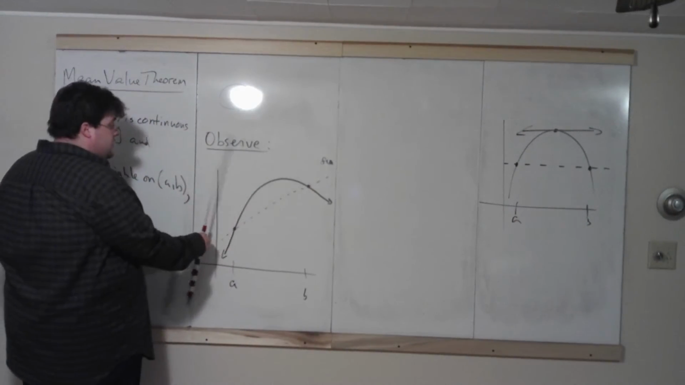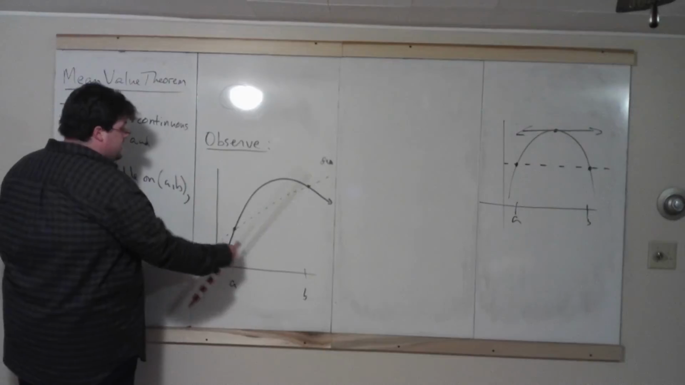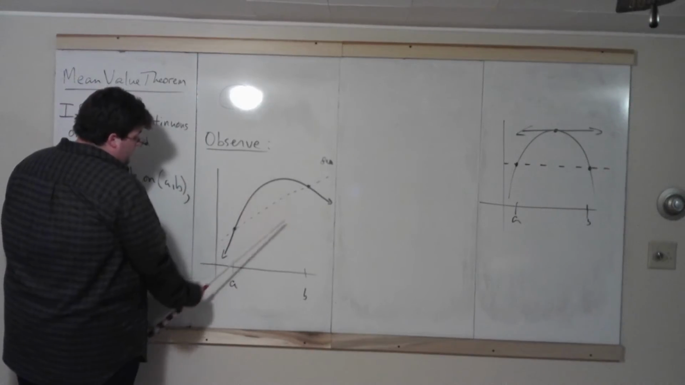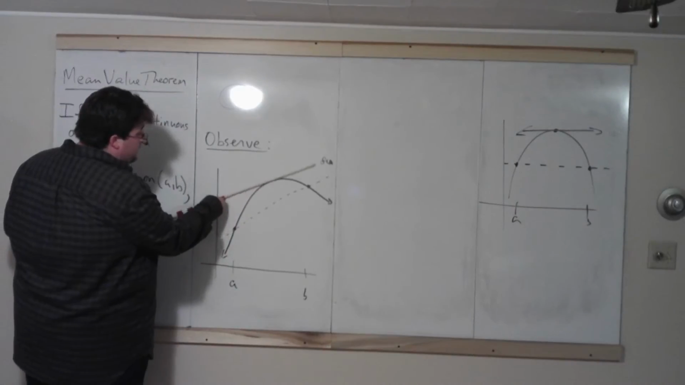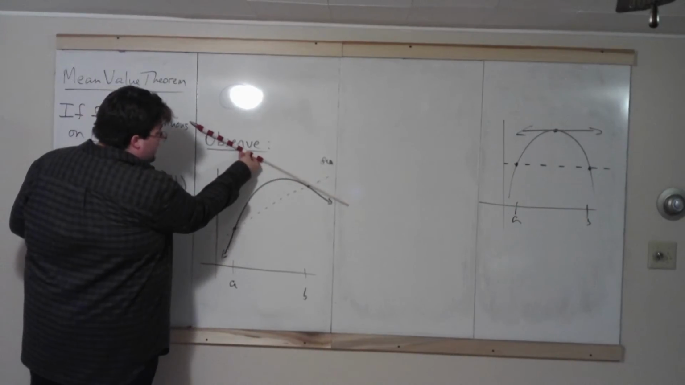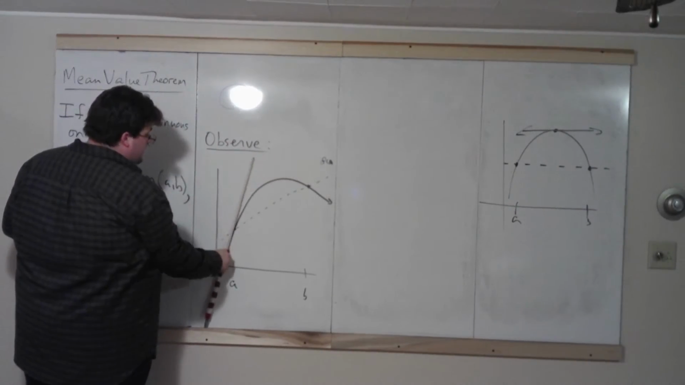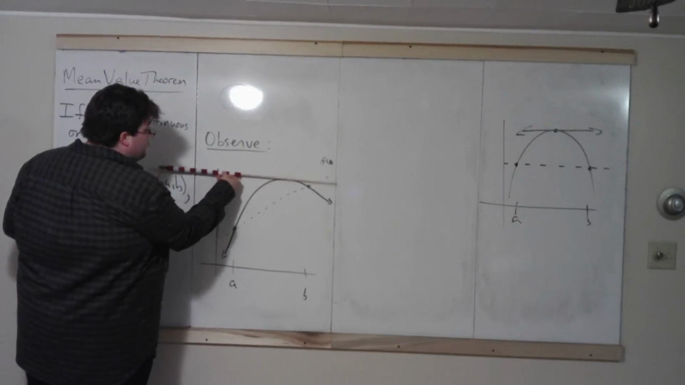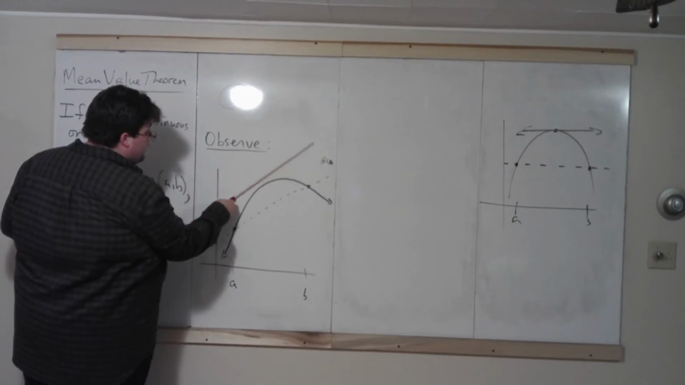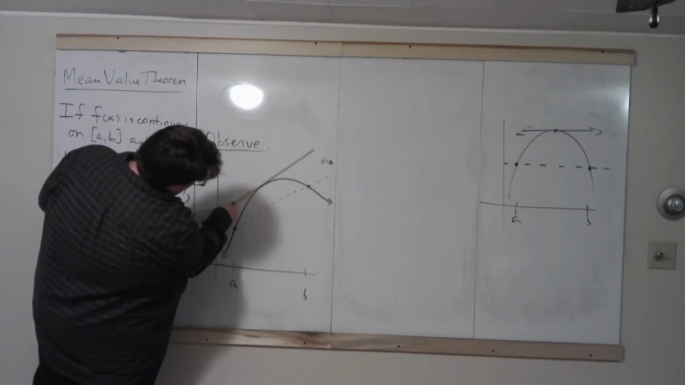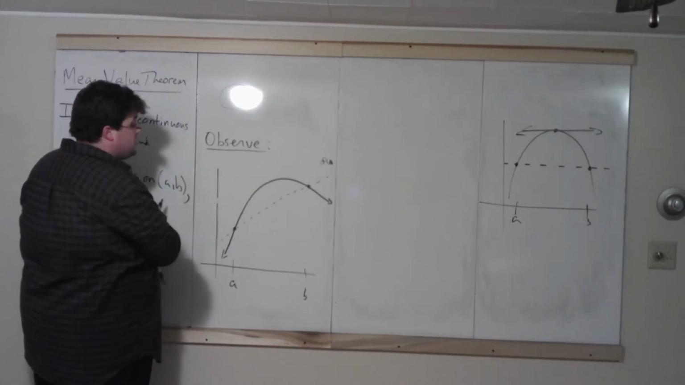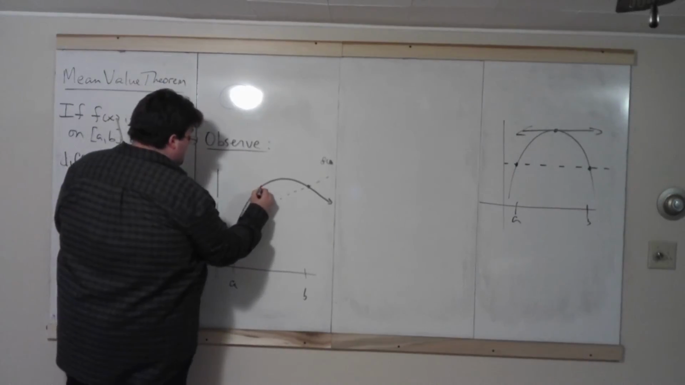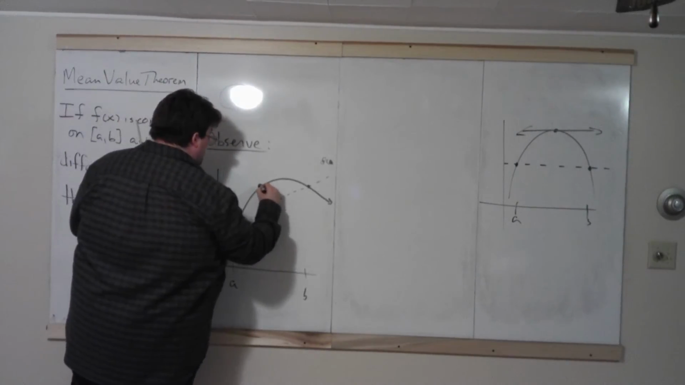Let's look at tangent lines traveling from A to B. From x value A to x value B. Start here, travel along the curve until you get to B. Start here, travel, and you'll notice somewhere in the middle you're going to have a tangent line which is parallel to that line. So that conclusion will still hold.